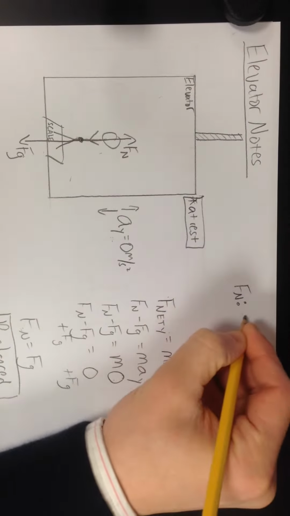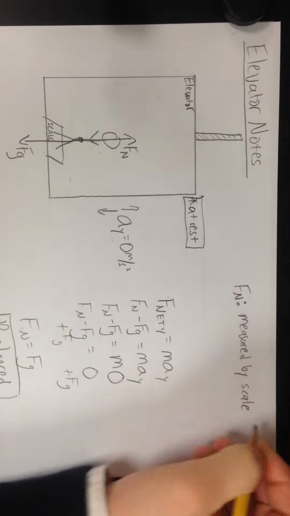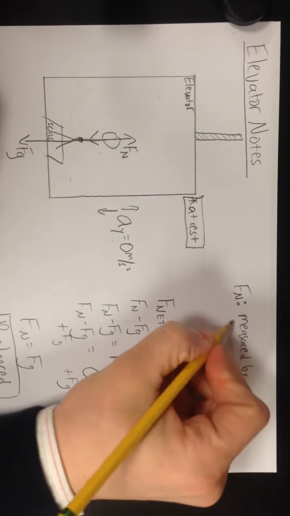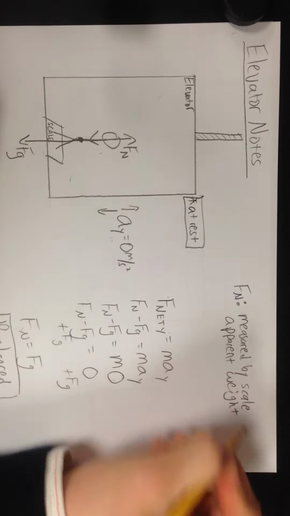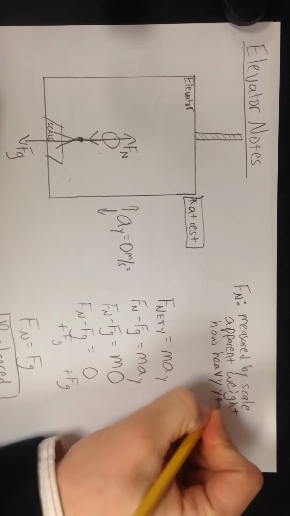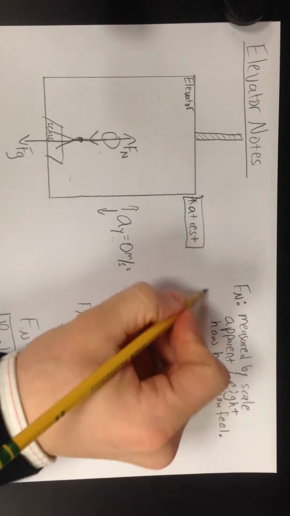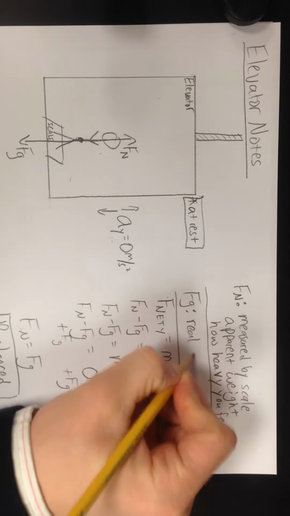We've looked at Fn, and it's measured by the scale. The scale actually tells you how heavy you feel. When you were pushed down into the scale, there was more normal force. So what it tells you is your apparent weight. Fn tells you your apparent weight, or how heavy you feel. And we all know Fg, that's our real or actual weight.